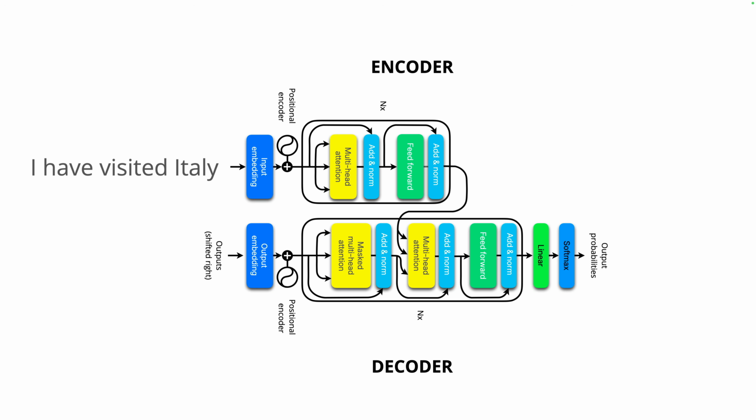So you can see that in this example here. Let's say we have this sentence in English, I have visited Italy, and we want to translate it to German. Now, our encoder will have learned a whole bunch about how English functions, and our decoder will have learned about how German works. The sentence is first processed by the encoder, and then word by word, the decoder generates the corresponding German sentence.